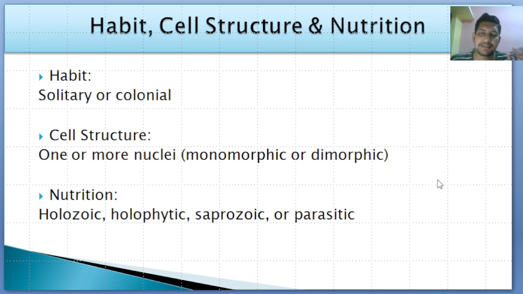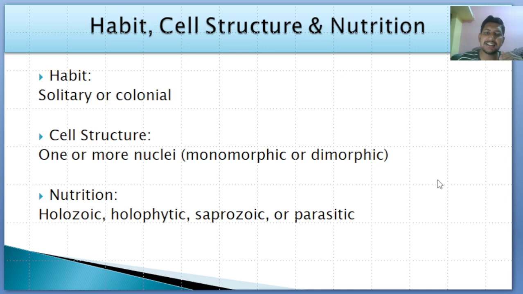Next, if you look at the habit, cell structure and nutrition. So these animals, particularly the protozoans, they may be solitary or colonial. Solitary means ಒಂಟೆಯಾಗಿ ಜೀವಿಸುತ್ತವೆ. Colonial means they live in group. Okay, for example, you can take paramecium or amoeba.